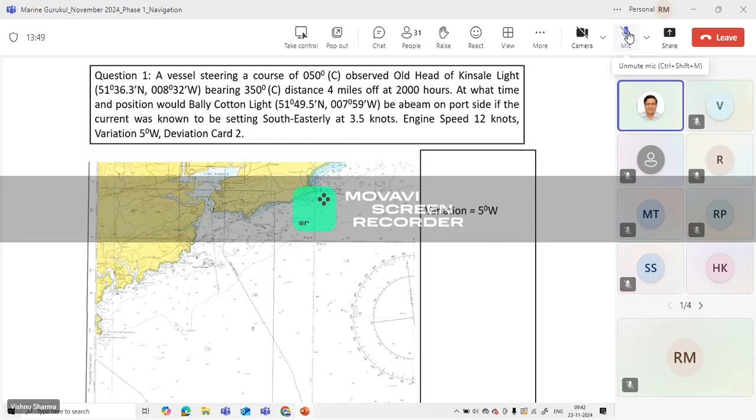You can open the deviation card on your phone. It is in the notes that I had sent you. Use deviation card 2. Can you please find out what is the deviation and what is the compass error? 5 degree east, you're saying is deviation. Okay, I'll check in a while. The moment I click my button, it'll automatically show up here.